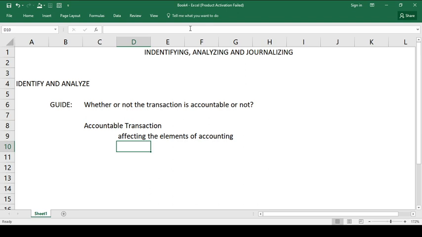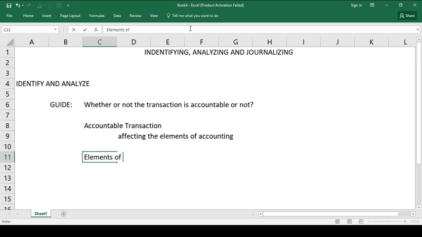What are the elements of accounting? This is your second question. From the question that we have, whether or not the transaction is accountable or not. Okay? Nagkaroon ka ng tanong, what is an accountable transaction? And we were able to answer that an accountable transaction is a transaction that affects the elements of accounting. Ngayon, nang na-define natin what is accountable transaction, another question is coming into our mind. And that is, what are the elements of accounting?